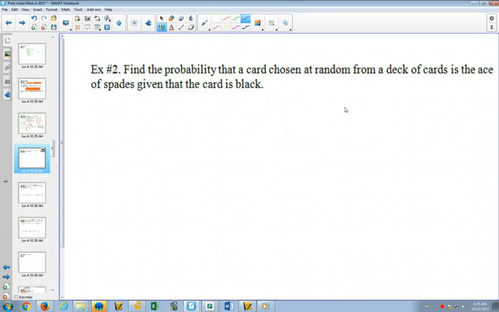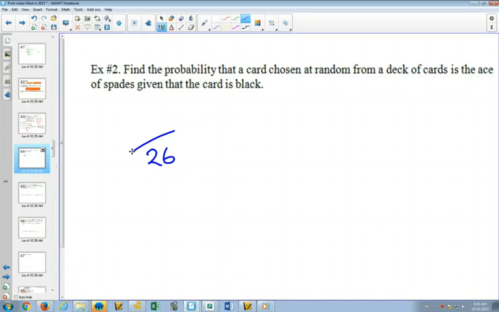So here's our second example. Find the probability that a card chosen at random from a deck of cards is the ace of spades, given that the card is black. So here we know that the card is black. The probability of it being an ace of spades, we can do this one directly, because if you're given that the card is black, that reduces the amount of cards from 52 down to 26.